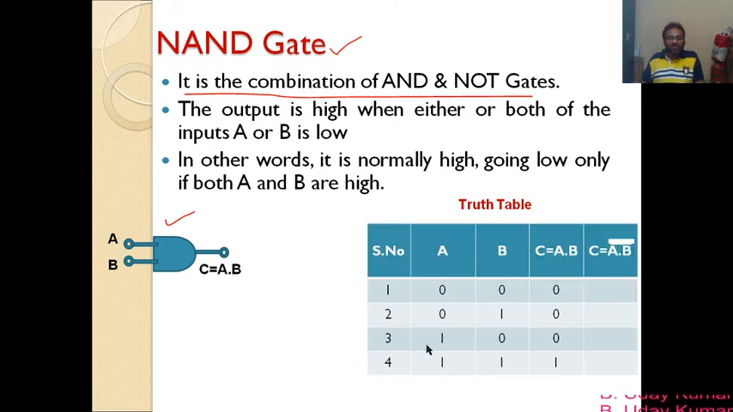So this is the truth table of the AND gate. Forget about this column, it is not necessary. The entire AND gate can be understood with the help of these three columns, where A and B are the input terminals of the AND gate and C is the output of the AND gate, which I can write as C equals A dot B.